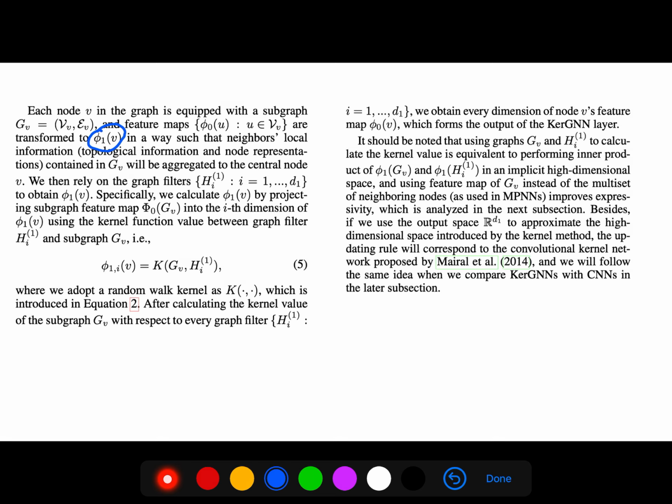We then rely on graph filters H sub i. So we have D sub L number of graph filters to obtain this phi sub L. We calculate phi sub L by projecting subgraph features into i's dimension using the kernel function value between a graph filter and a subgraph. So we adopt a random walk kernel, which is introduced in equation 2. After calculating the kernel value of subgraph V with respect to every graph filter.